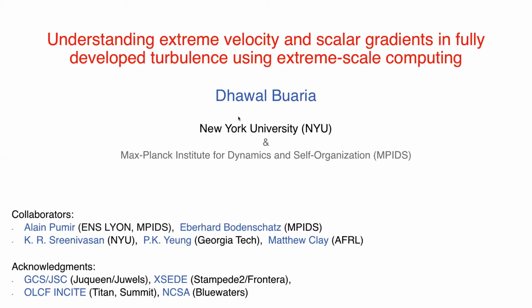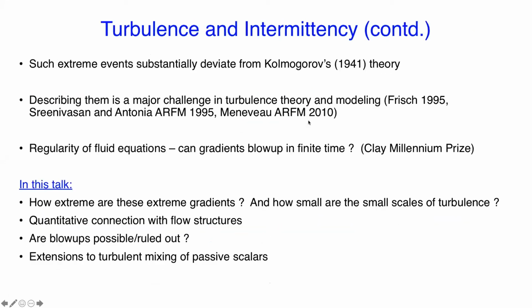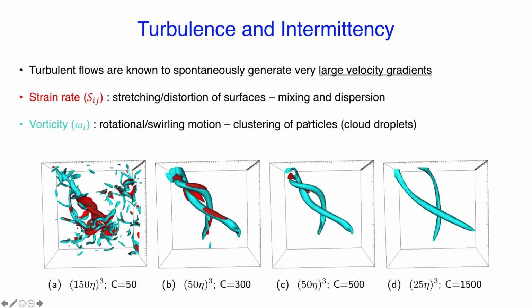So I'll be talking about extreme velocity and scalar gradients in fully developed turbulence using extreme scale computing. As I guess everyone knows, turbulent flows are known to spontaneously generate very large gradients, which is typically termed intermittency, or small scale intermittency, internal intermittency. And two very common descriptors of these gradients are the strain rate tensor and vorticity, which can be defined from the symmetric and the skew symmetric part of the velocity gradient tensor.